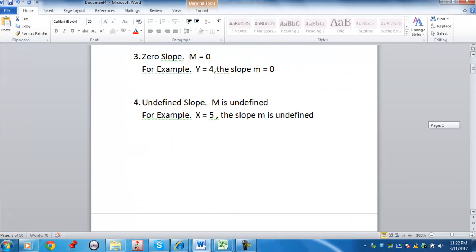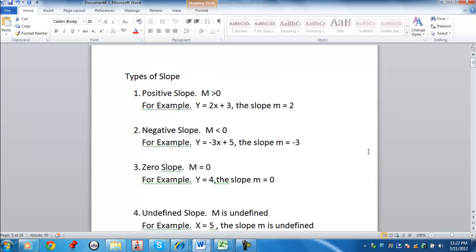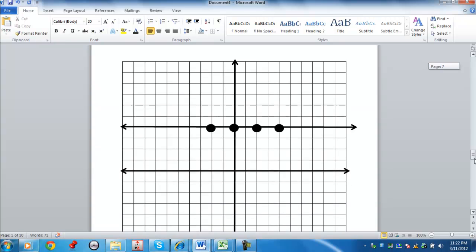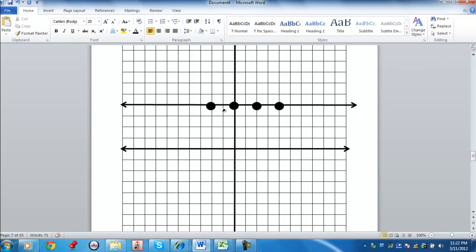The third type of slope that you could have is when you have a 0 slope. This is an example when you have an equation written as a horizontal line. Usually it's just the y variable equaling a constant, like in this case y equals 4. An example of that would be something like this.